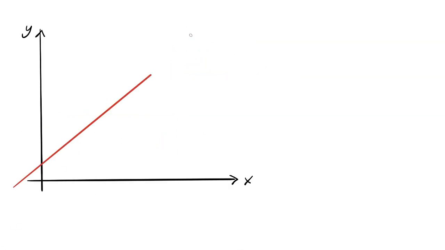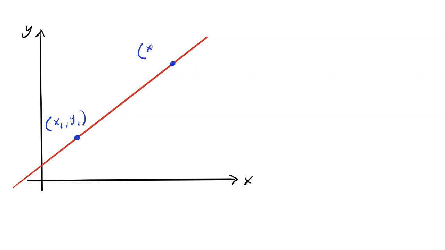So if you have the graph of a linear function, how can we calculate k, the slope? We can do it by taking 2 points on the graph. So let's take 2 arbitrary points. Let's call the coordinates of this one x1, y1, and this one x2, y2.